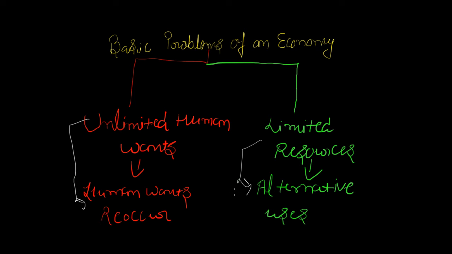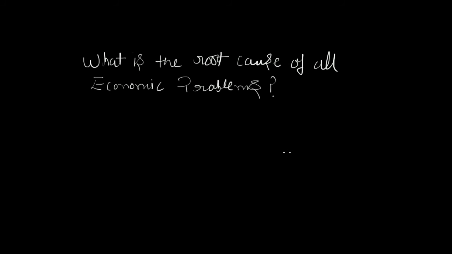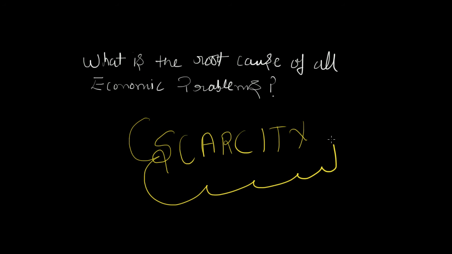These are the four basic problems of an economy: unlimited human wants, limited resources, human wants reoccur, and resources have alternative usage. So that brings us to a very important question. What is the root cause of all economic problems? What is making all these problems exist? The reason is scarcity. What is scarce? Scarcity of resources is the root cause of all economic problems.